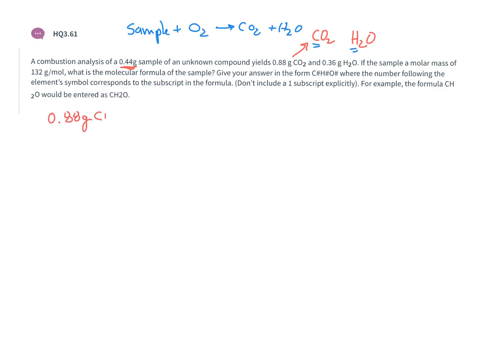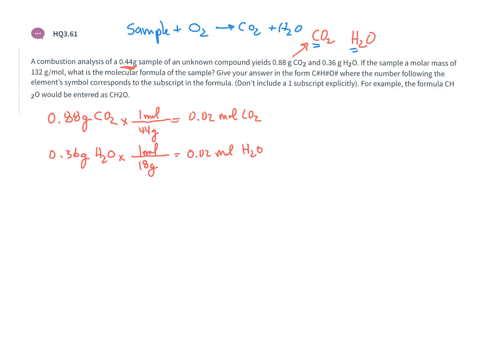So I have 0.88 grams of CO2 and I have 0.36 grams of water. I need to figure out moles because I need to figure out, of this 0.88 grams of CO2, how much is from the carbon and how much is from the oxygen. Same thing for water. So I know that for 1 mole of carbon dioxide, I should have 44 grams, and for 1 mole of water, I should have 18 grams of water. So grams cancel out, and I'm left with approximately 0.02 moles of CO2 and 0.02 moles of water.